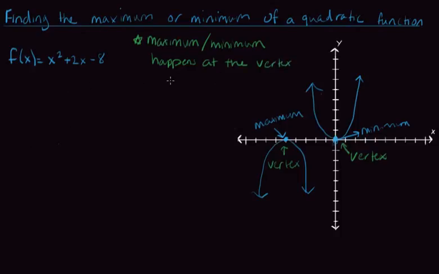And the maximum or minimum value is the y value. So the maximum or the minimum is the y value, and it occurs at the x value. So whatever the y value is, that's what the maximum or the minimum is, depending on what kind of parabola it is. And then the x value is where it occurs.